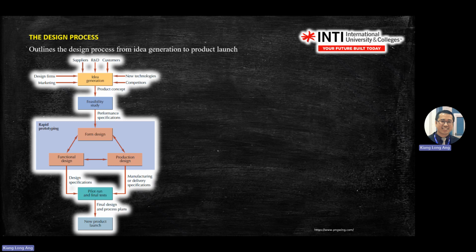Okay, these three. Then these three, you have two output from the rapid prototyping phrase. You have two output. One is design specification. One is manufacturing specification. Okay, functional design form, then functional design output from functional design, you will give you design specification. Production layout, production process will give you manufacturing specification, how you manufacture it. Okay, don't confuse with performance and design specification.